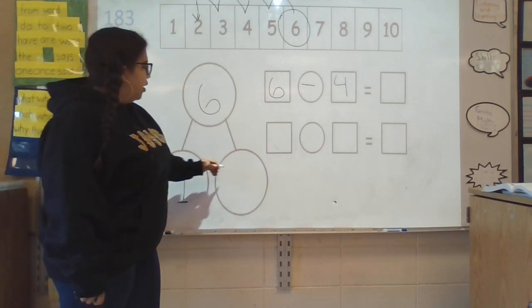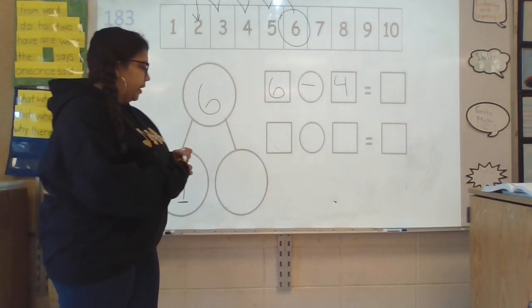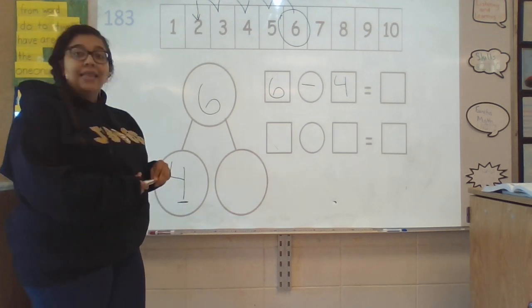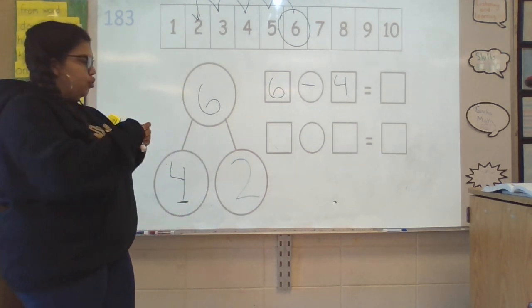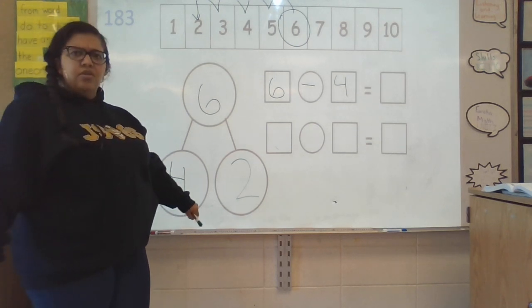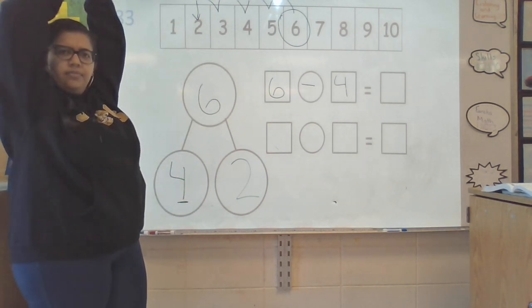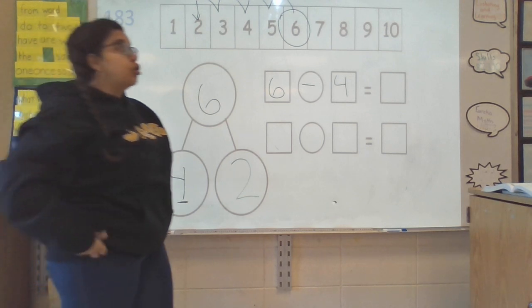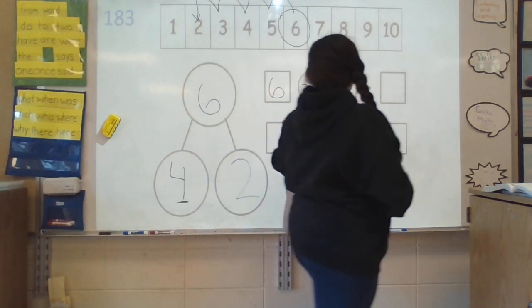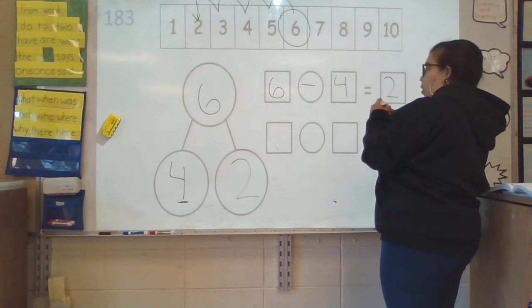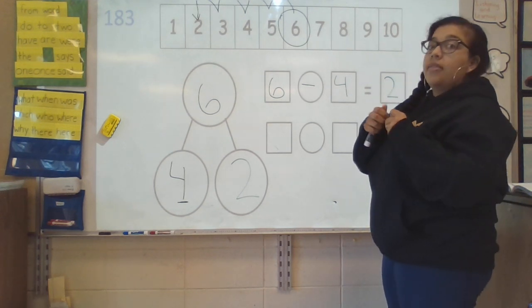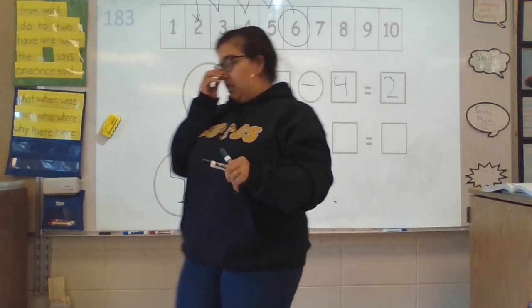We landed on 2. Now, do we know, do 4 and 2, do those parts come together to make 6? They do, which means if I take 4 from the group of 6, I should be left with my part, 2. This is what we just discovered.